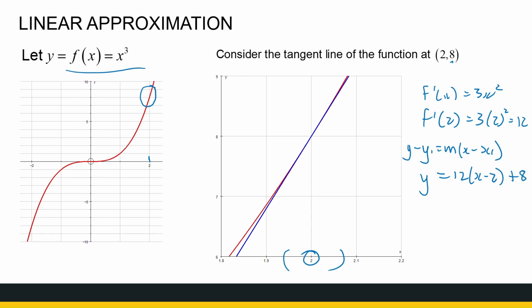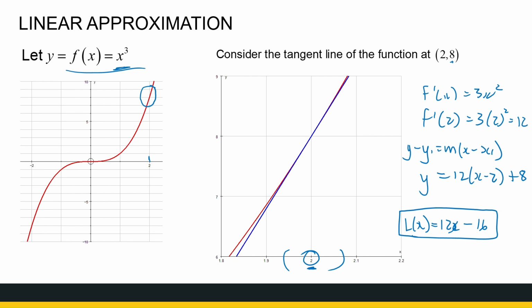So we're going to use this straight line, L(x), equal to 12x minus 24 plus 8, which is 12x minus 16. We're going to use this straight line to approximate values for the function x cubed for values of x close to 2. Now we can't necessarily use this straight line anywhere else, but we can for values of x close to 2.